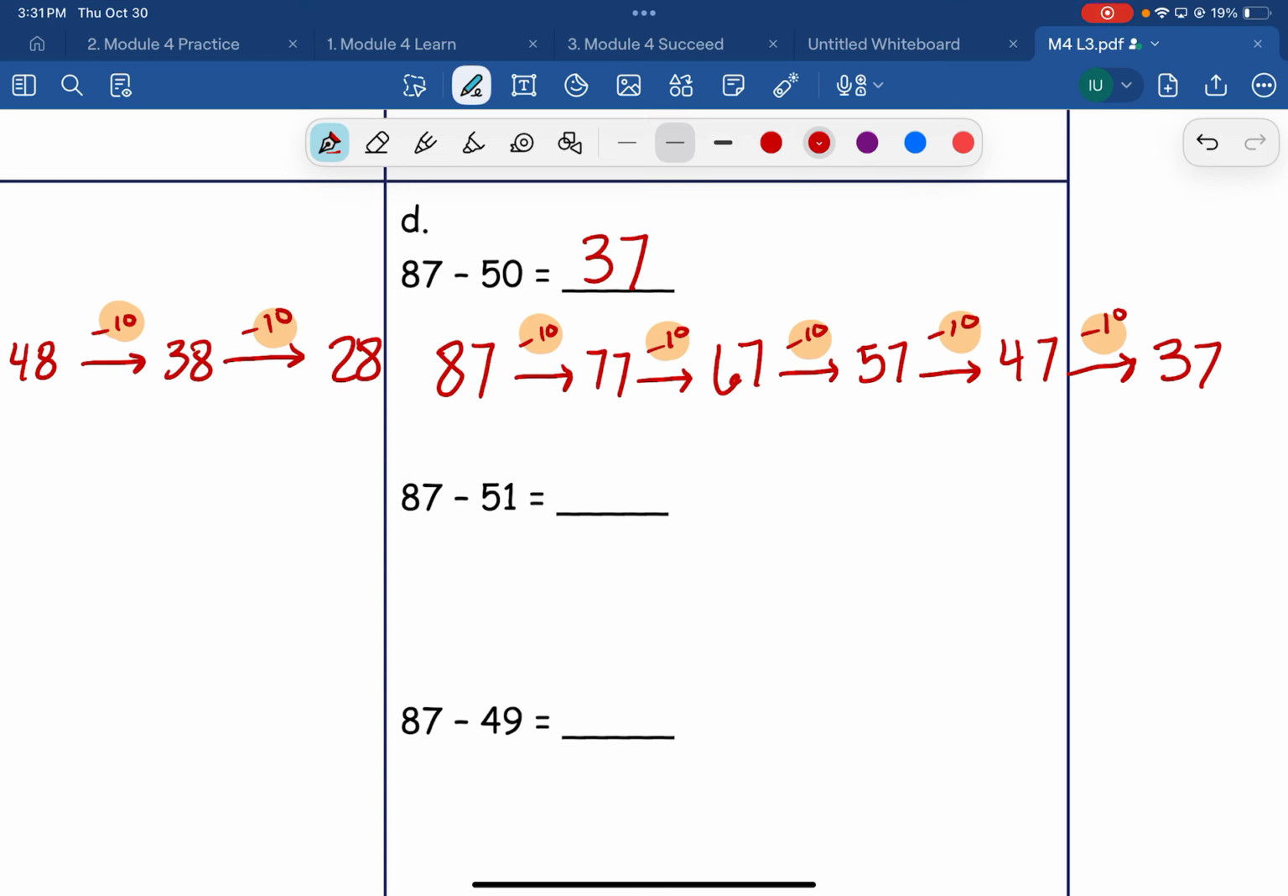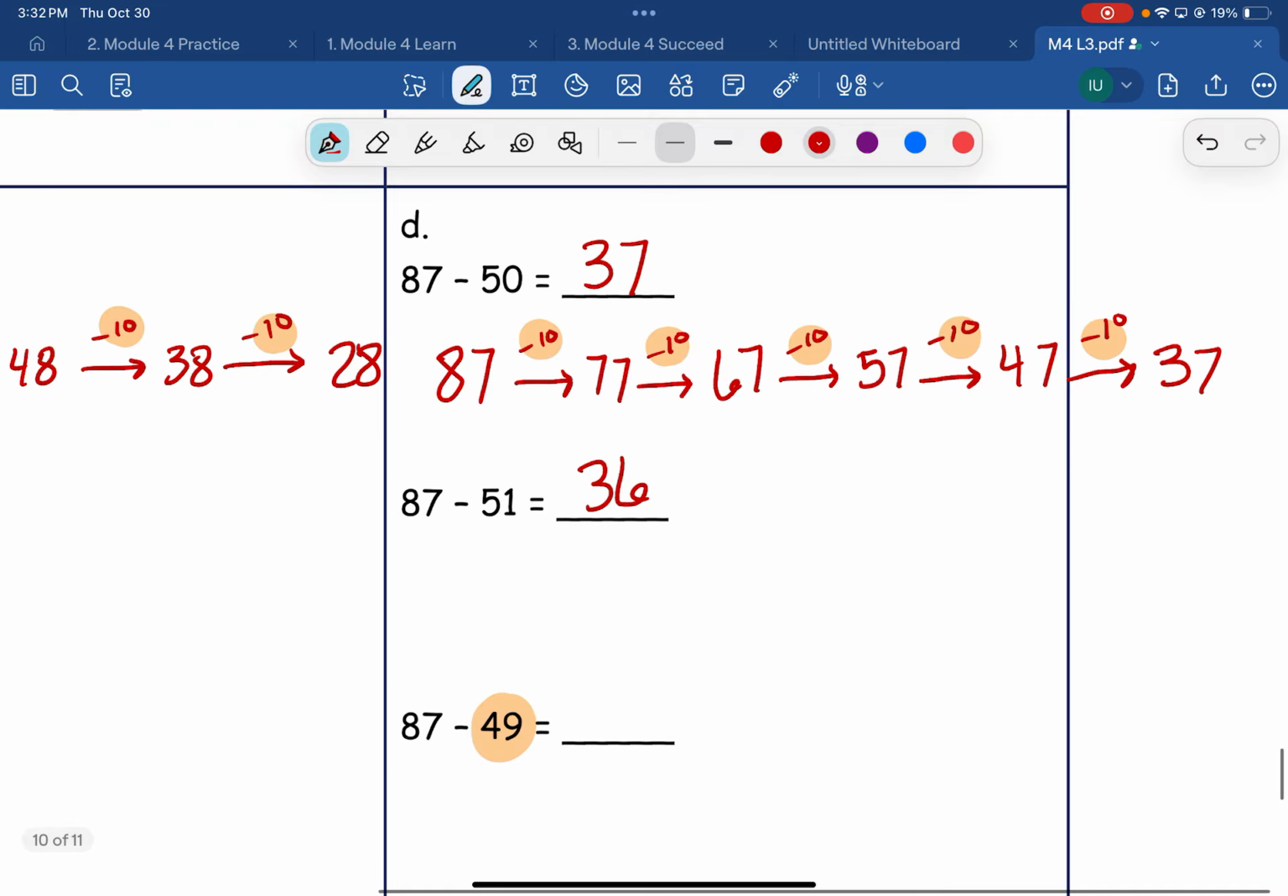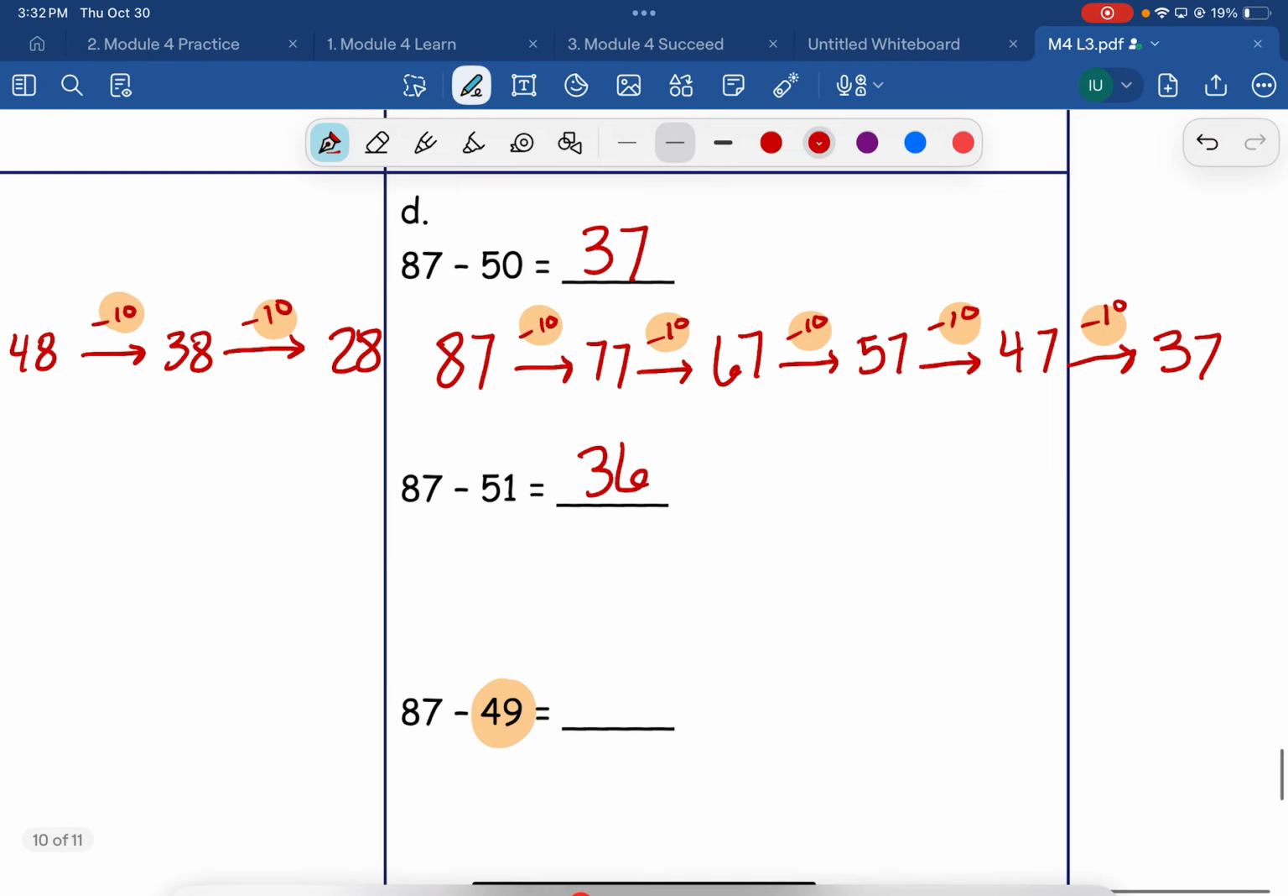So we're actually taking one more than 50. So then our answer would be 1 less than 37, which is 36. And if you look at 87 minus 49, we're taking 1 less from 50. Like we did 87 minus 50, now we're doing 87 minus 49, which is 1 less. So your answer would be 1 more than 37. So then the answer would be 38.